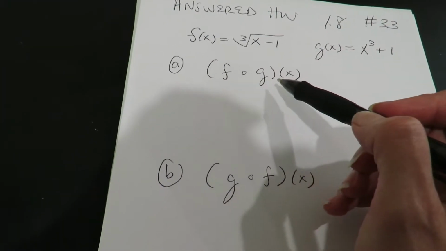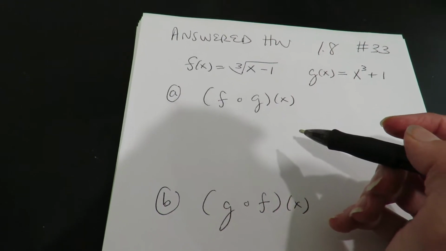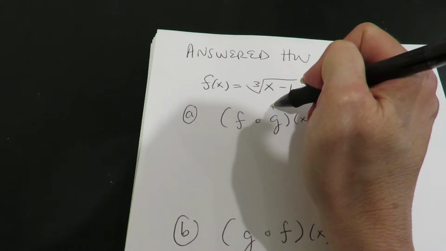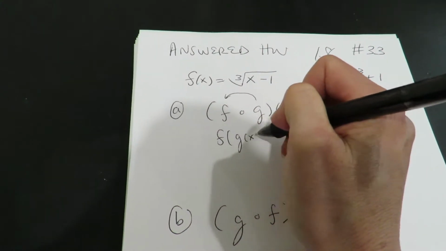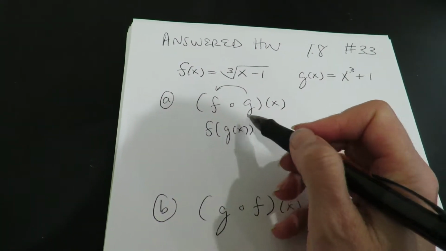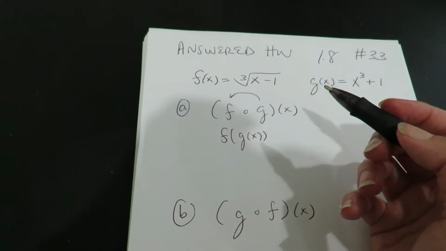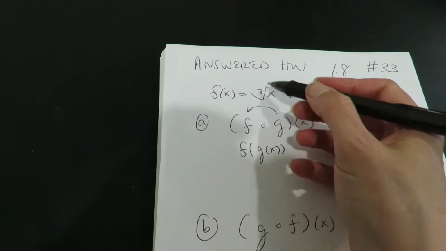These are composites. This is where you shove a function into a function. Remember, the one on the right always goes in the one on the left. I tend to rewrite this first like this to show you that G goes inside of F. Okay, so F is the outside.